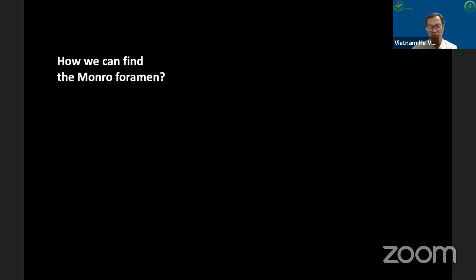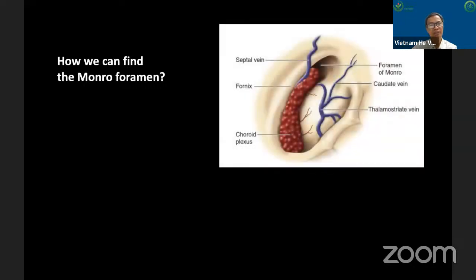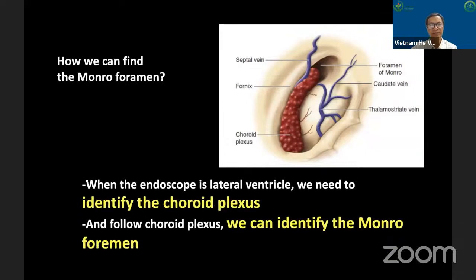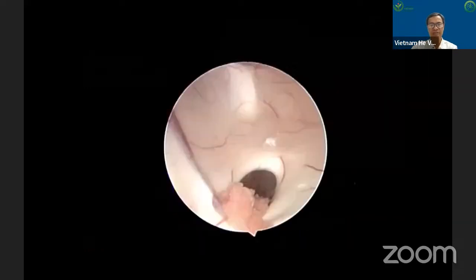How can we find the Monroe foramen? The Monroe foramen, with some anatomy. When the endoscope is in the lateral ventricle, we need to identify the choroid plexus. Sometimes, when we go inside the lateral ventricle, we can see the Monroe foramen easily, but sometimes we cannot find the Monroe foramen when we go directly into the lateral ventricles. In this case, we identify the choroid plexus.